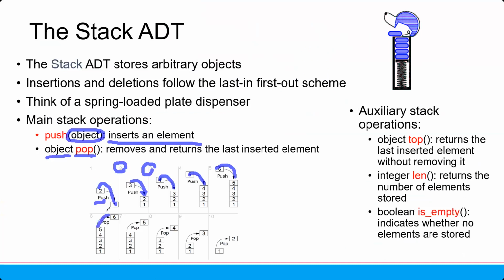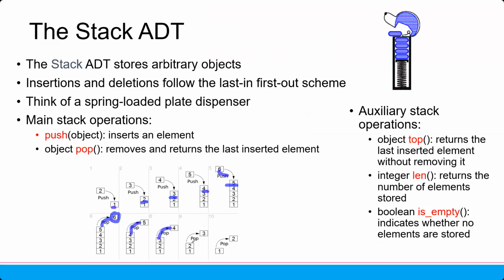Pop means we are going to remove, and the removal returns the last inserted element. So if we have 1, 2, 3, 4, 5, and then 6, the last element will be 6. So 6 will be removed first, and then 5, then 4, then 3, then 2. So the main stack operations are push and pop.